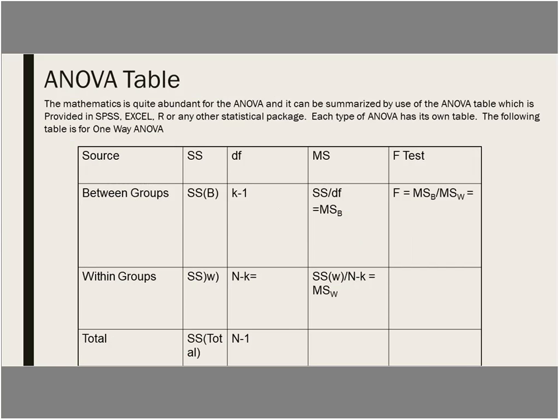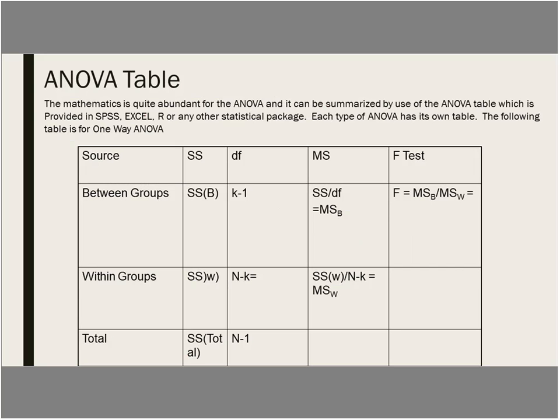Well, as I said, the mathematics for ANOVA is quite abundant, and it could be summarized by a nice little table. And the nice feature about this table is, no matter which software you use, SPSS, Excel, R, or any other package, it prints out this table and fills it up with numbers. And you don't have to worry so much about the nitty-gritty of the math to show the calculation.